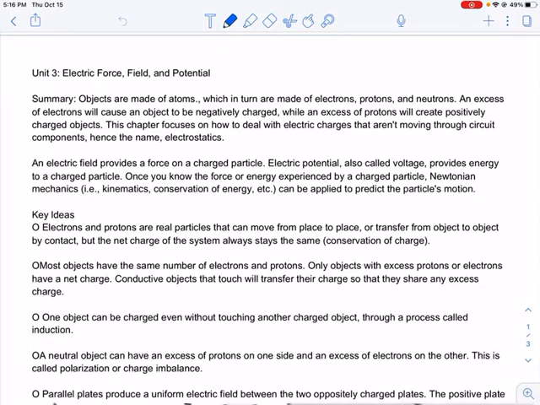Here's your rapid review for Unit 3, Electric Force, Fields, and Potential. The first summary: objects are made of atoms, which are in turn made of electrons, protons, and neutrons. An excess of electrons will cause an object to be negatively charged, while an excess of protons will create positively charged objects. This unit focuses on how to deal with electric charges that aren't moving through circuit components, and hence the name electrostatics.